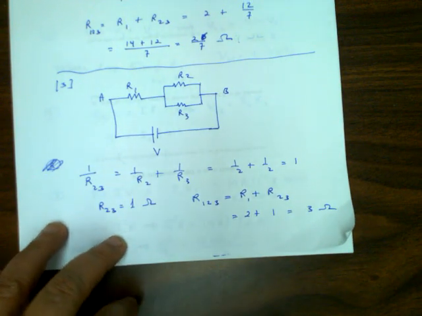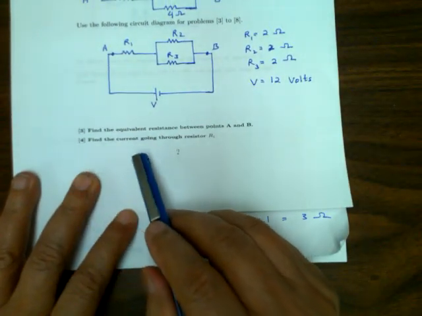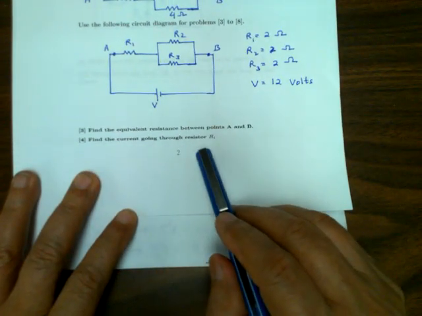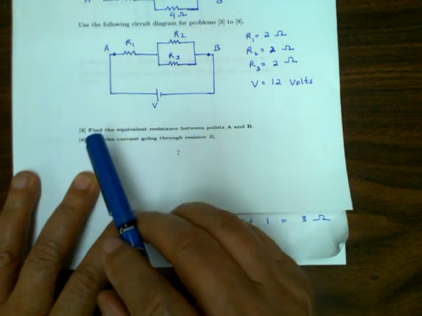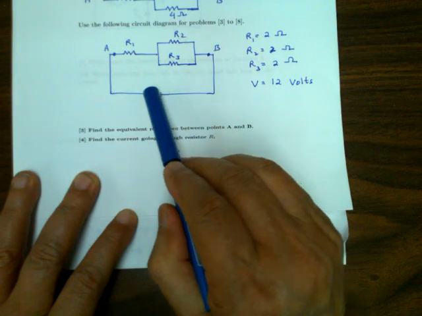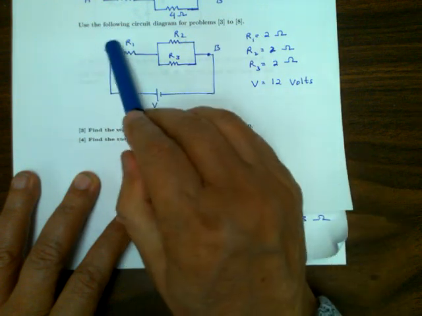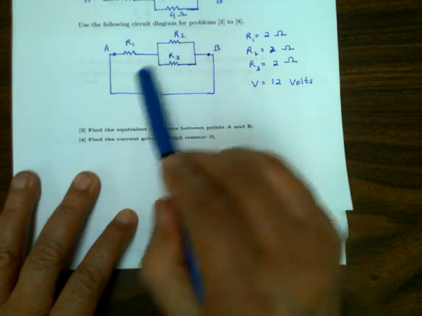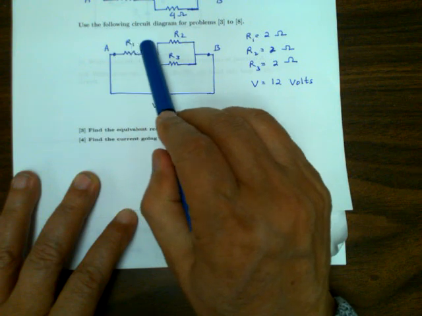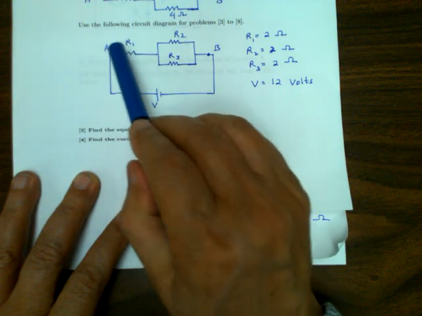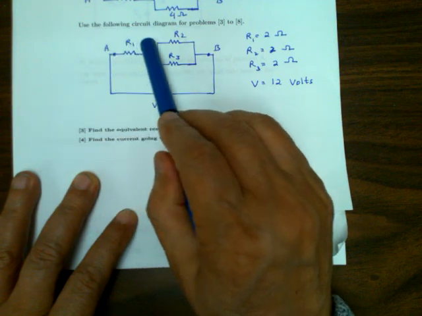Okay? Now number 4. Number 4 says find the current going through resistor R1. So what is the current going in here? Well, obviously the current going in R1 is the total current, but once it gets here it will split. But the question asks you for the current in R1, so all you need is to find the total current, and that will be the current going through R1.